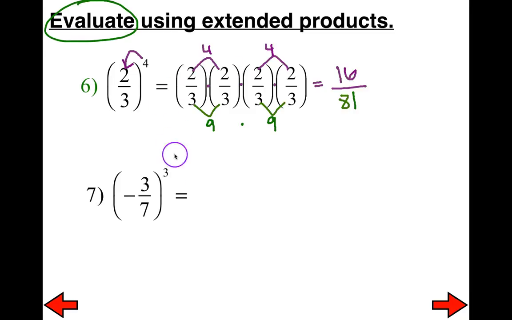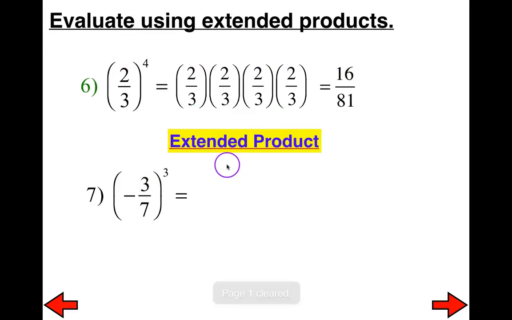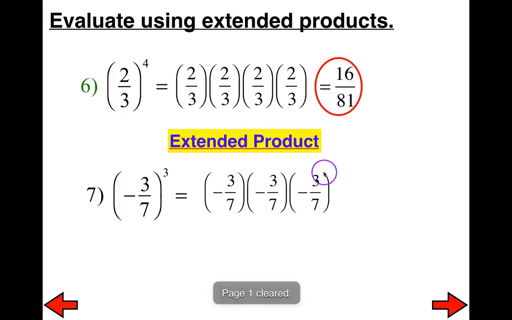Okay, so let's see how well we did. First, I asked myself, what's being raised to the third power? Well, it's negative 3/7. So I'm going to go ahead and write negative 3/7 three times. Then you multiply straight across here. You ask yourself this: a negative times a negative is a positive, times a negative is a negative. So my answer is going to be negative.